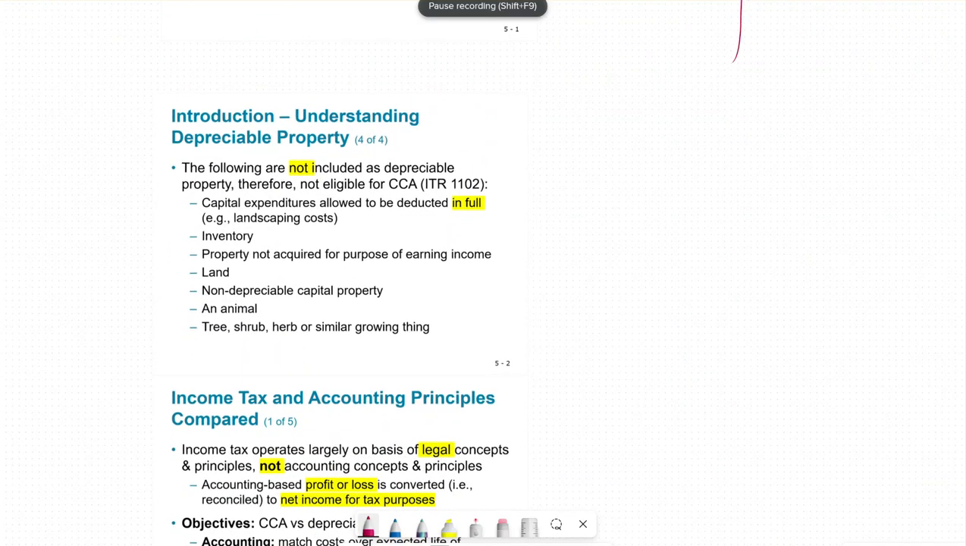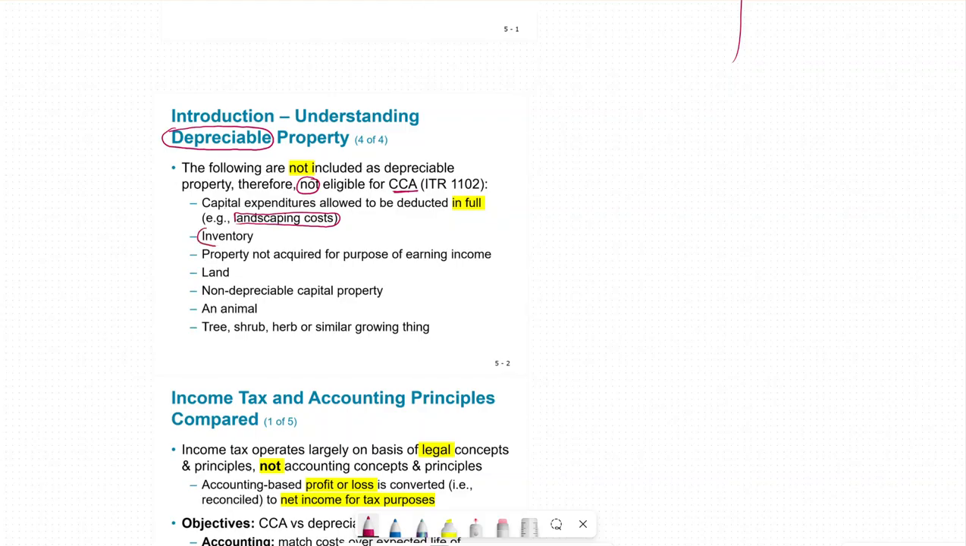As an introduction, CCA applies only to depreciable assets. The following items are not included as depreciable property, so they're not eligible for CCA. If it's not a depreciable property, we cannot take CCA. The first one is a capital expenditure allowed to deduct in full. If there's a landscaping cost, under the income tax we're allowed a full deduction in the year the expenditure happens.